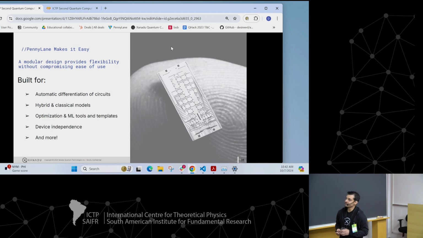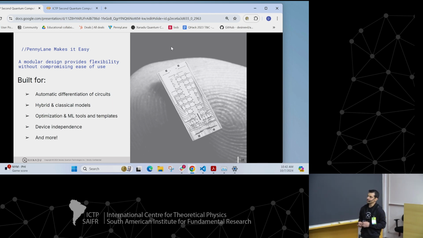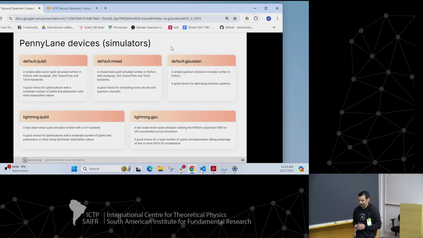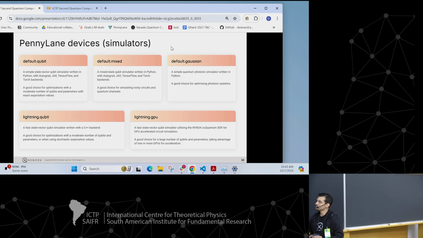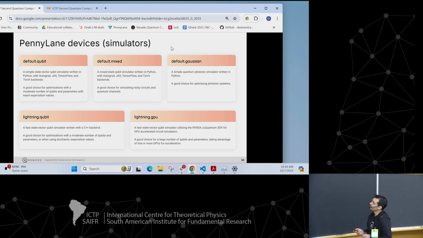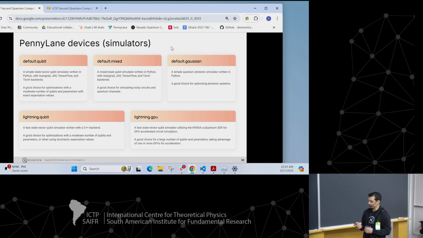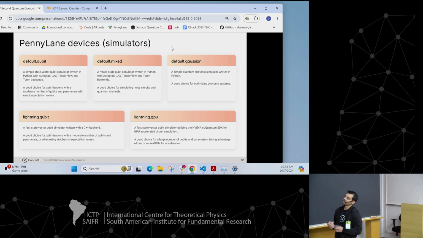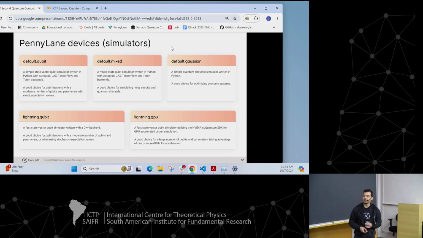So this modularity means that it's built for a lot of things. I already mentioned the other ones. The one I'll mention now is this idea of device independence. What I mean by device independence is PennyLane, you can again break it down into two utilities. One of them is a simulator. We have a range of simulators available. The one that we're going to use exclusively in this series of talks is default.qubit, which is a very basic simulator. It lets you get to about 18 qubits on a typical laptop. And it's really the most basic simulator that you can have.